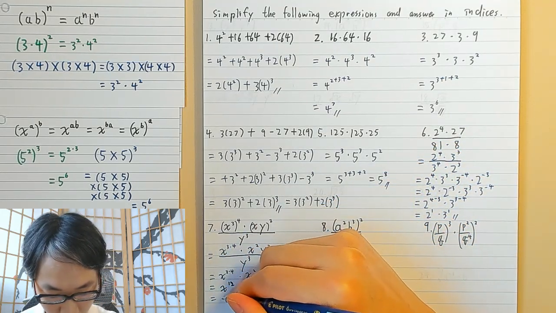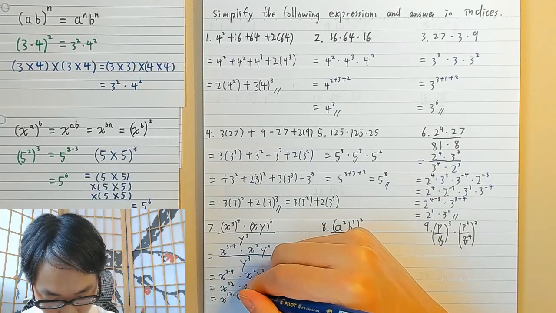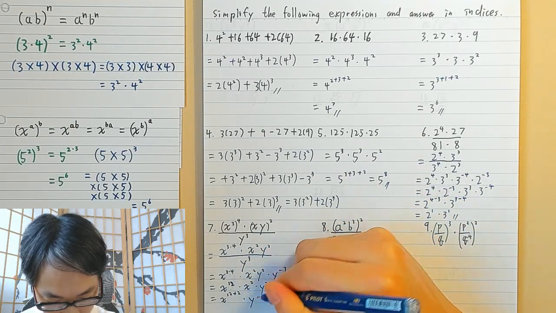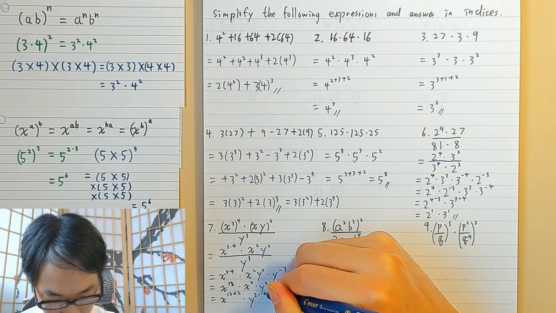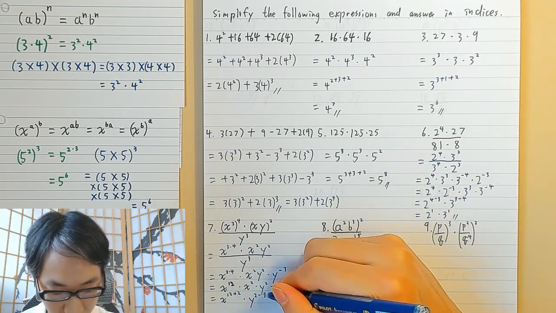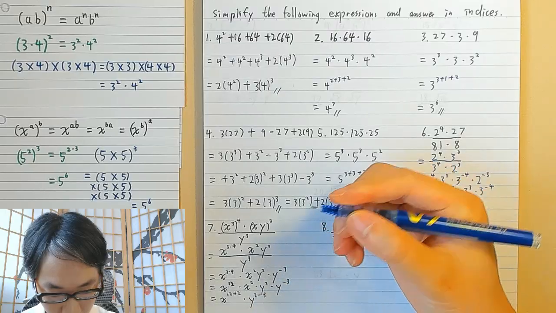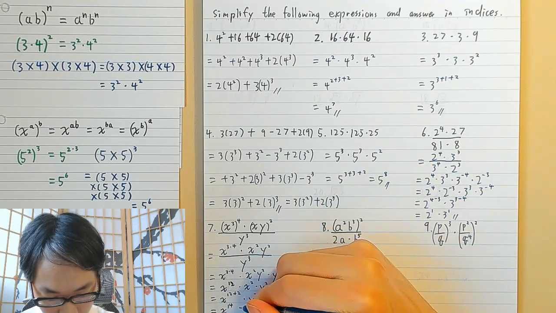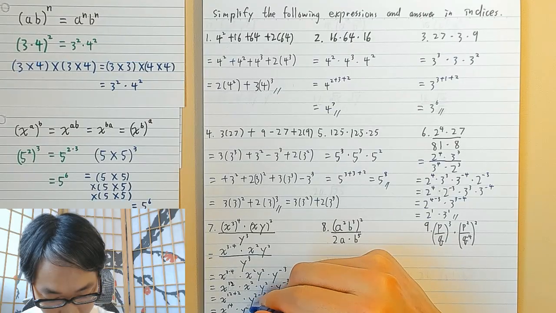Using addition rule, x to the power of 12 plus 2 times y to the power of 2 minus 3. Adding negative 3 is minus 3. So x to the power of 14 times y to the power of negative 1.